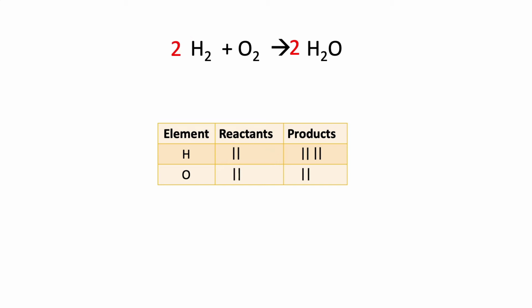So let's throw in a 2 there. Now we have 2 times 2, so we have 4 total hydrogen atoms on the reactant side, and now you can see we have the same number of atoms for both of our elements. This is a balanced reaction.